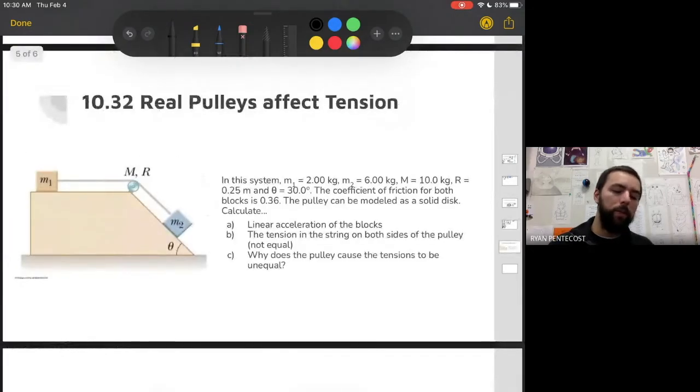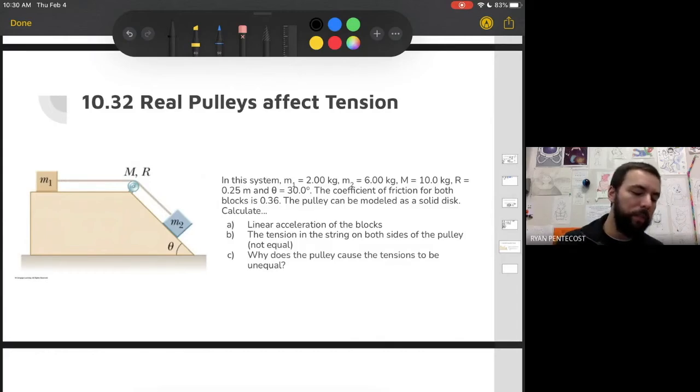Now, as you could see before, a real pulley does affect tensions, right? Tension A was greater than tension B, which was greater than tension C. If those pulleys were massless, that's a whole different conversation for chapters 3 and 4. But for chapter 10, we're using real pulleys.